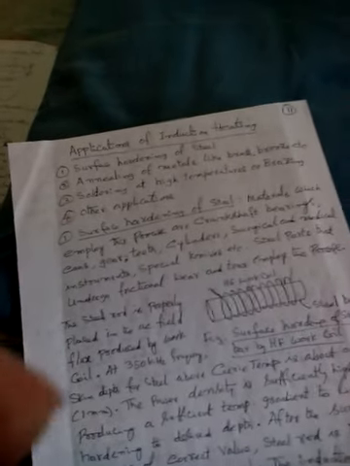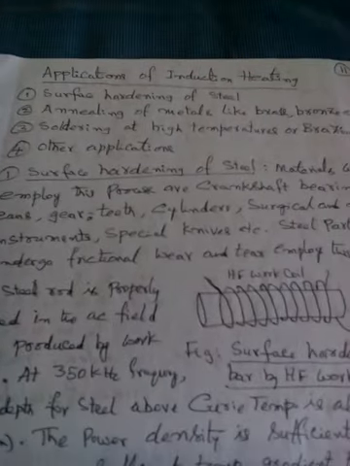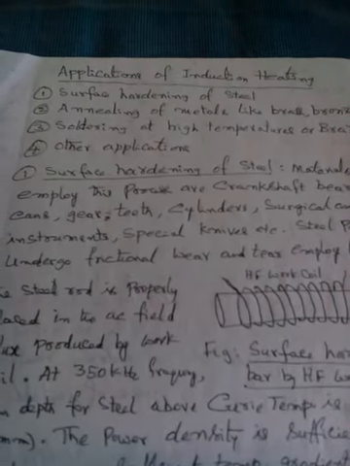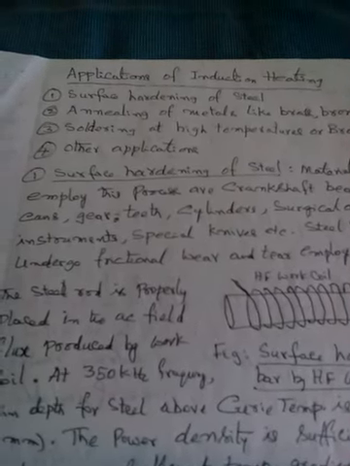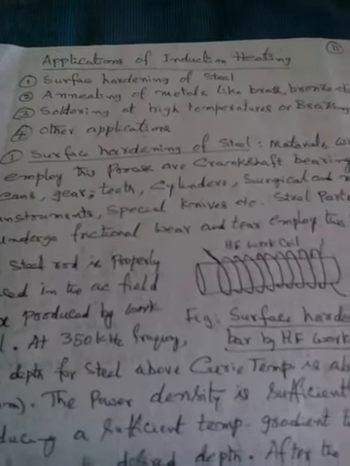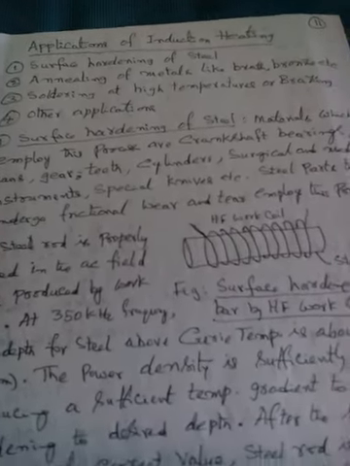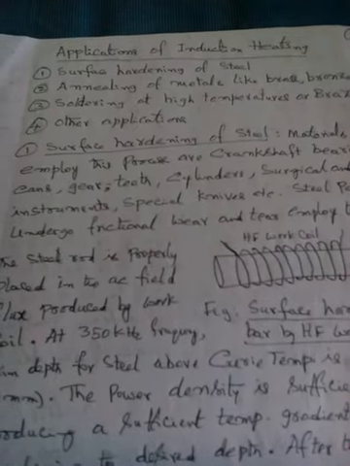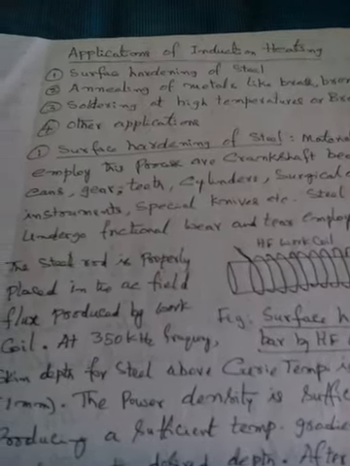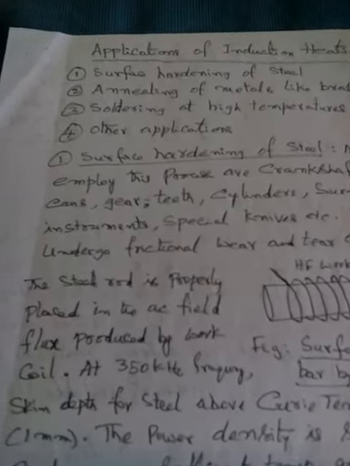Next, main applications of induction heating. There are 4 applications. Number 1, surface hardening of steel. Number 2, annealing of metals like brass, bronze, etc. Number 3, soldering at high temperatures or brazing. This is called induction heating soldering. Number 4, other applications. First one is surface hardening of steel.